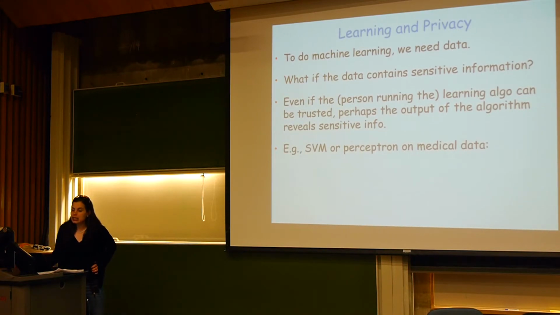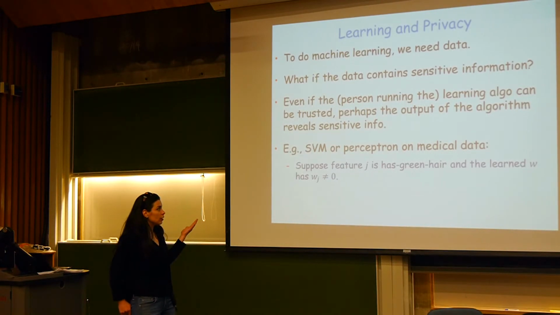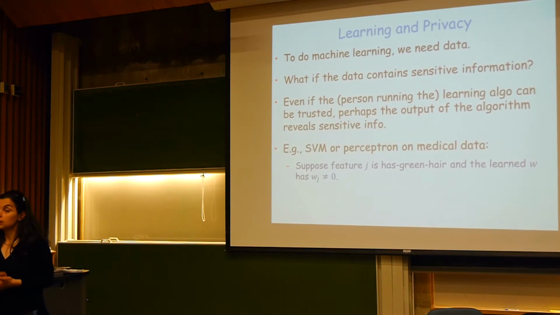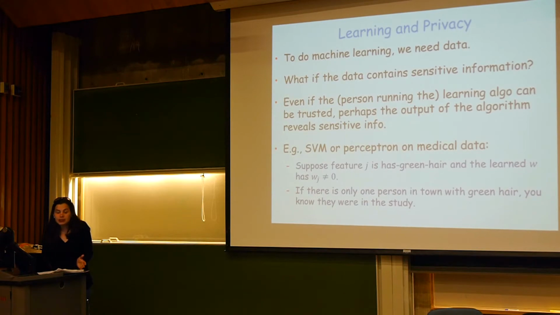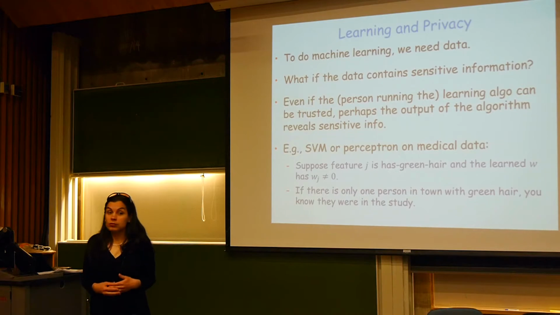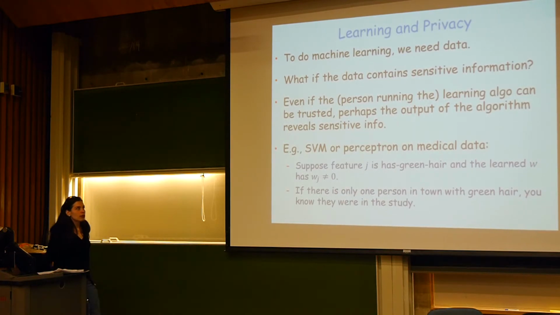So imagine that we are doing, say, SVM or perceptron on medical data, right? And suppose that we have a feature j that is whether the person has green hair or not, and assume that we've learned a w that has a non-zero weight on that feature, right? Now, if you think about how perceptron and SVM operate, this implies that if there was only one person in town that had green hair, then we immediately know that that person was in our data set. So we already learned information about that person, right? So that's not necessarily desirable. Okay, so one of the main questions now is how can we design learning algorithms that can help us avoid such situations? And I think the jury is out there.